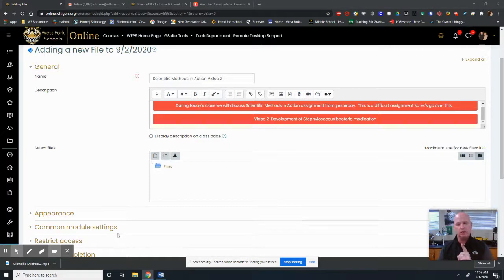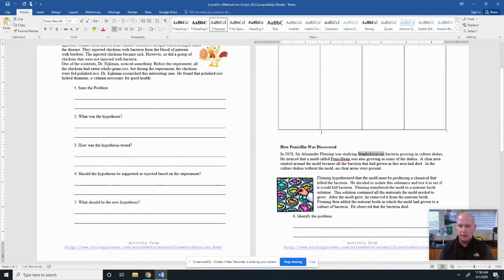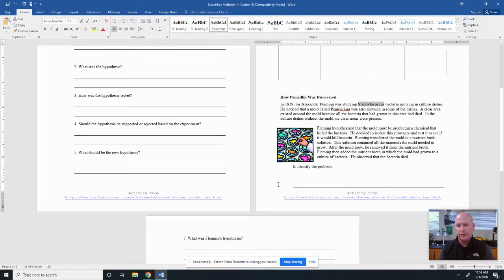So I'm not going to give every answer this time because I still need you guys to do something. But let's pull up what we're going to be discussing now, how penicillin was discovered. I'm going to read this little section and we're going to go over this together. So, how penicillin was discovered. Penicillin, that's the answer to one of the questions, I do believe.